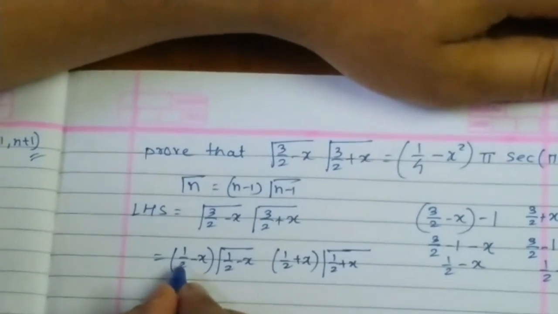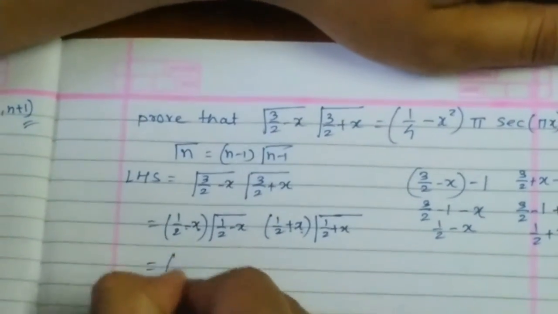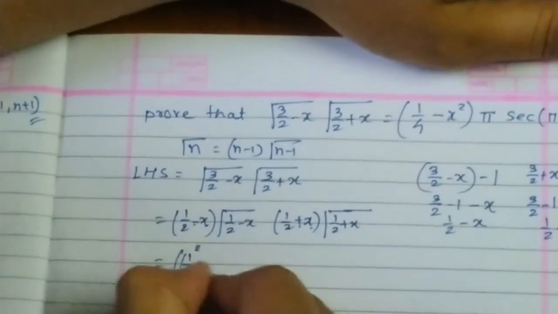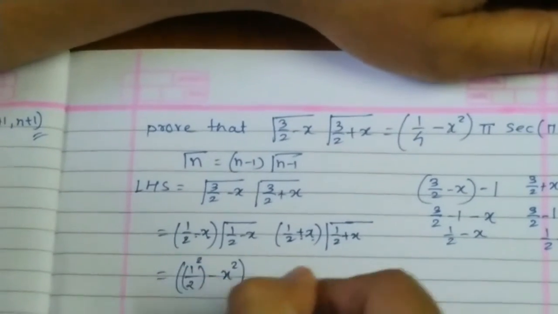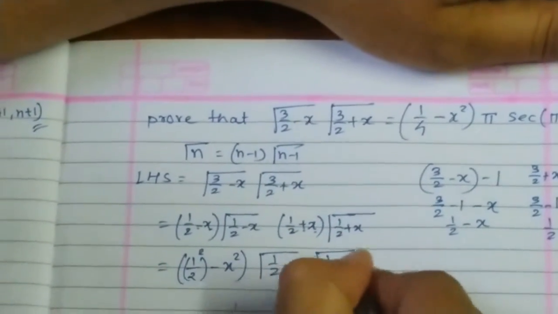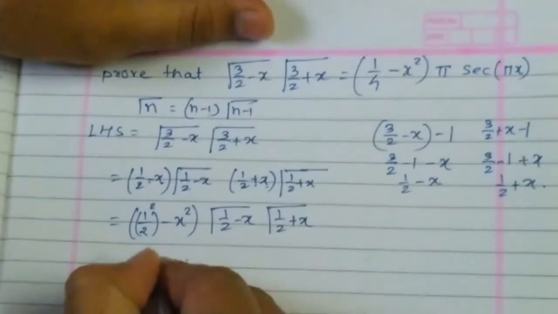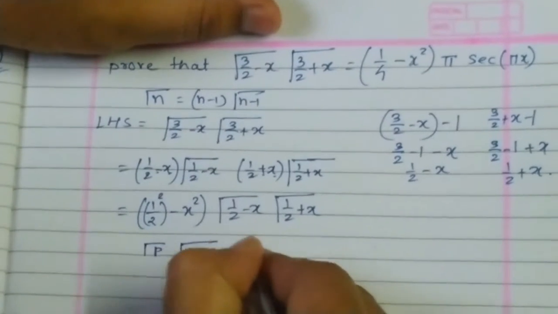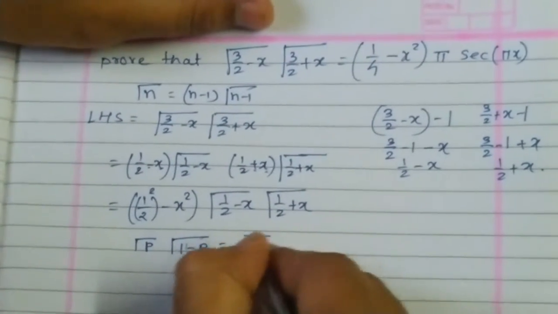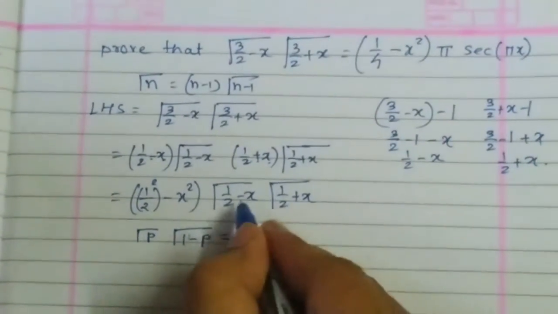Now see, for this bracket, this is (a minus b)(a plus b), hence I am getting a square minus b square. So (1/2) square minus x square into gamma of (1/2 minus x) into gamma of (1/2 plus x). Now another property is gamma of p into gamma of (1 minus p) is equal to pi upon sin p pi. Okay. Now you just look at here.